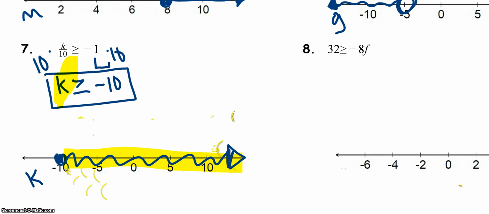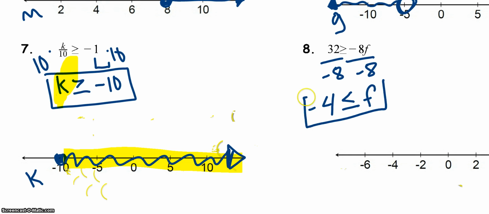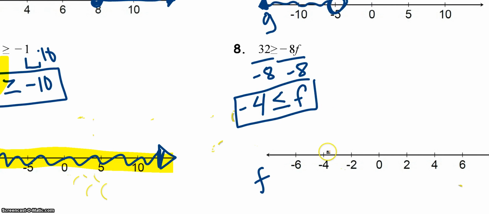And finally for 8, I'm going to start by isolating my variable of f. I divide both sides by negative 8, and whenever you divide by a negative, you need to reverse the inequality symbol. 32 divided by negative 8 is negative 4, is less than or equal to f. F is underneath the line. I put a closed circle at negative 4, and I shade everything that is greater than that.